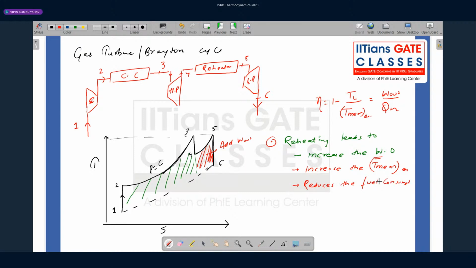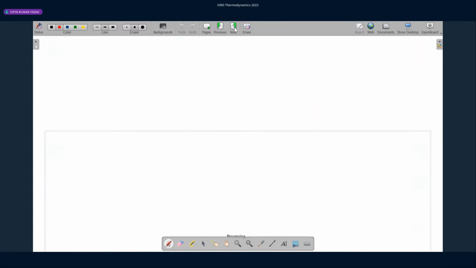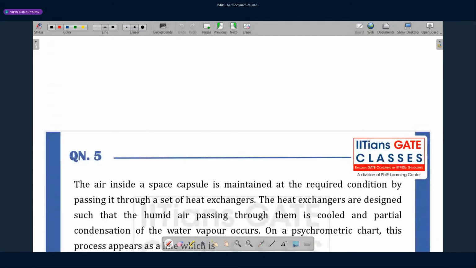Okay, so reheating basically increases the work output of this turbine, and therefore my right answer is improve turbine output. Improve compression, no effect. The reheater has no effect on the compressor or compression work. Okay, let us move on to the next question.